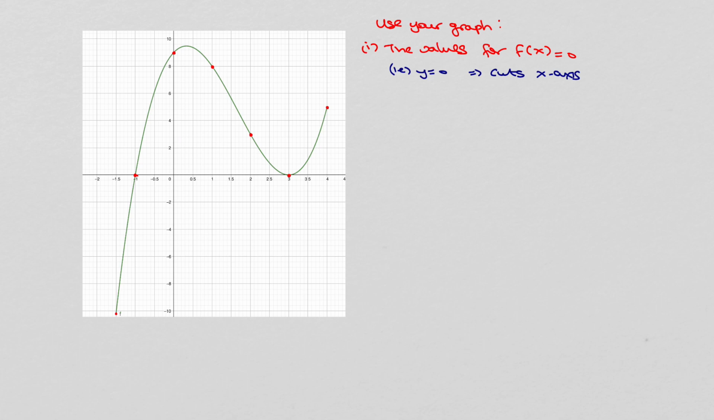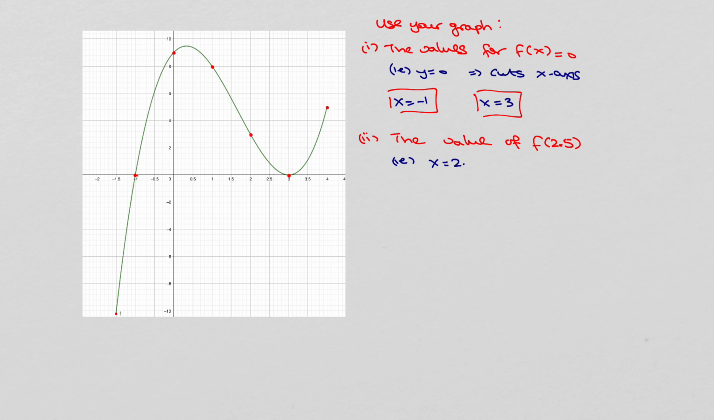And we can see it cuts the x-axis at x equals minus 1 and x equals 3. The second one then says the value of f of 2.5. So that means when x is equal to 2.5, what is y? So x equals 2.5 is the line that passes through 2.5 and is parallel to the y-axis.